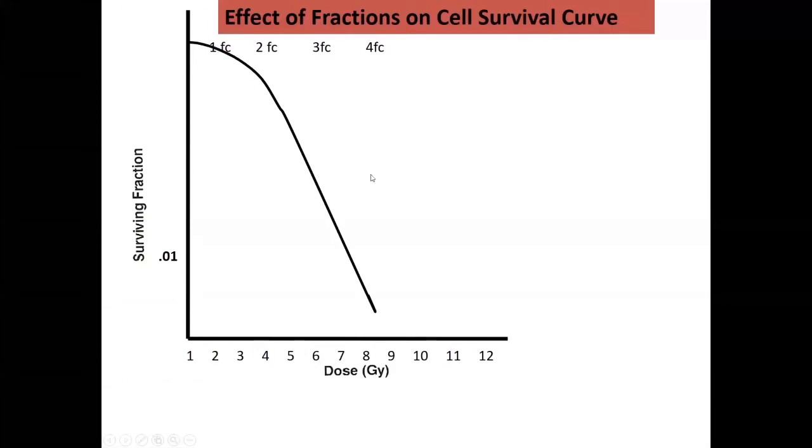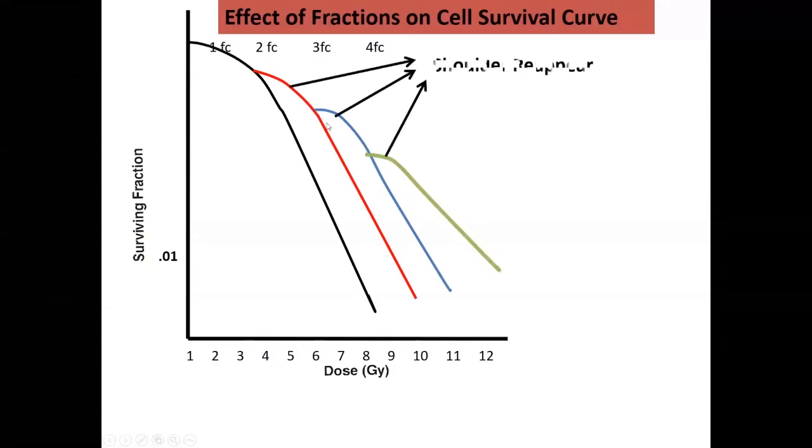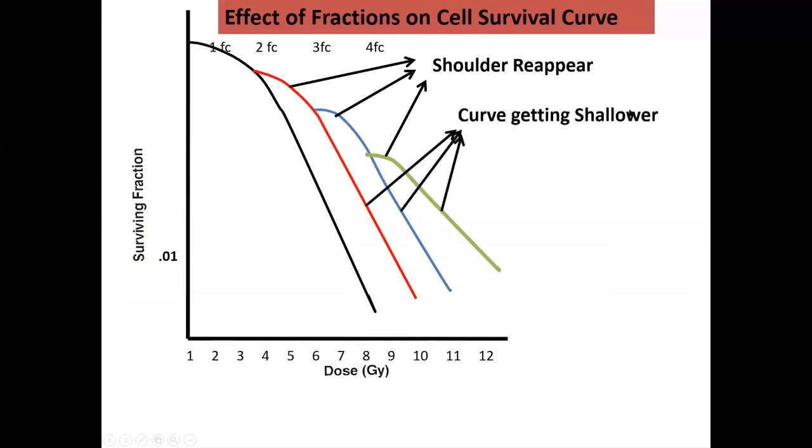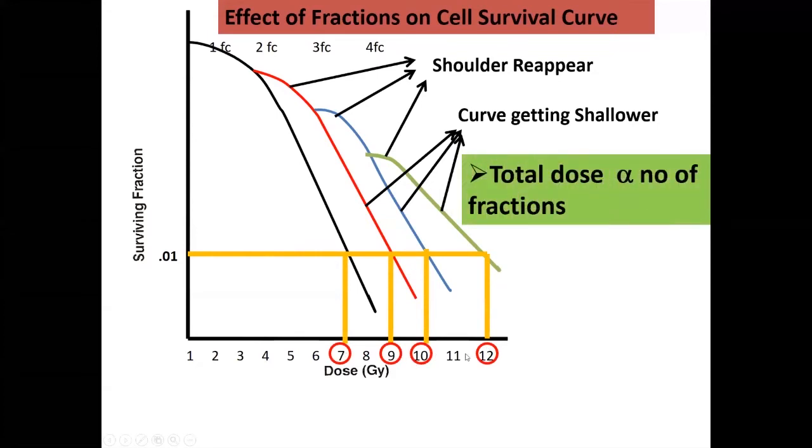As the number of fractions increases, you can appreciate two changes here. One, shoulder reappears every time you add a fraction. Second, the curve gets shallower, and shallowness reflects less sensitivity of the cell line, which means that fractionated radiotherapy is less effective in killing the cell. So to reduce the survival fraction to the same point or to get the same tumor control, you have to deliver increasing dose of radiation depending upon number of fractions. So we can say total dose needed for a clinical endpoint is directly proportional to number of fractions.